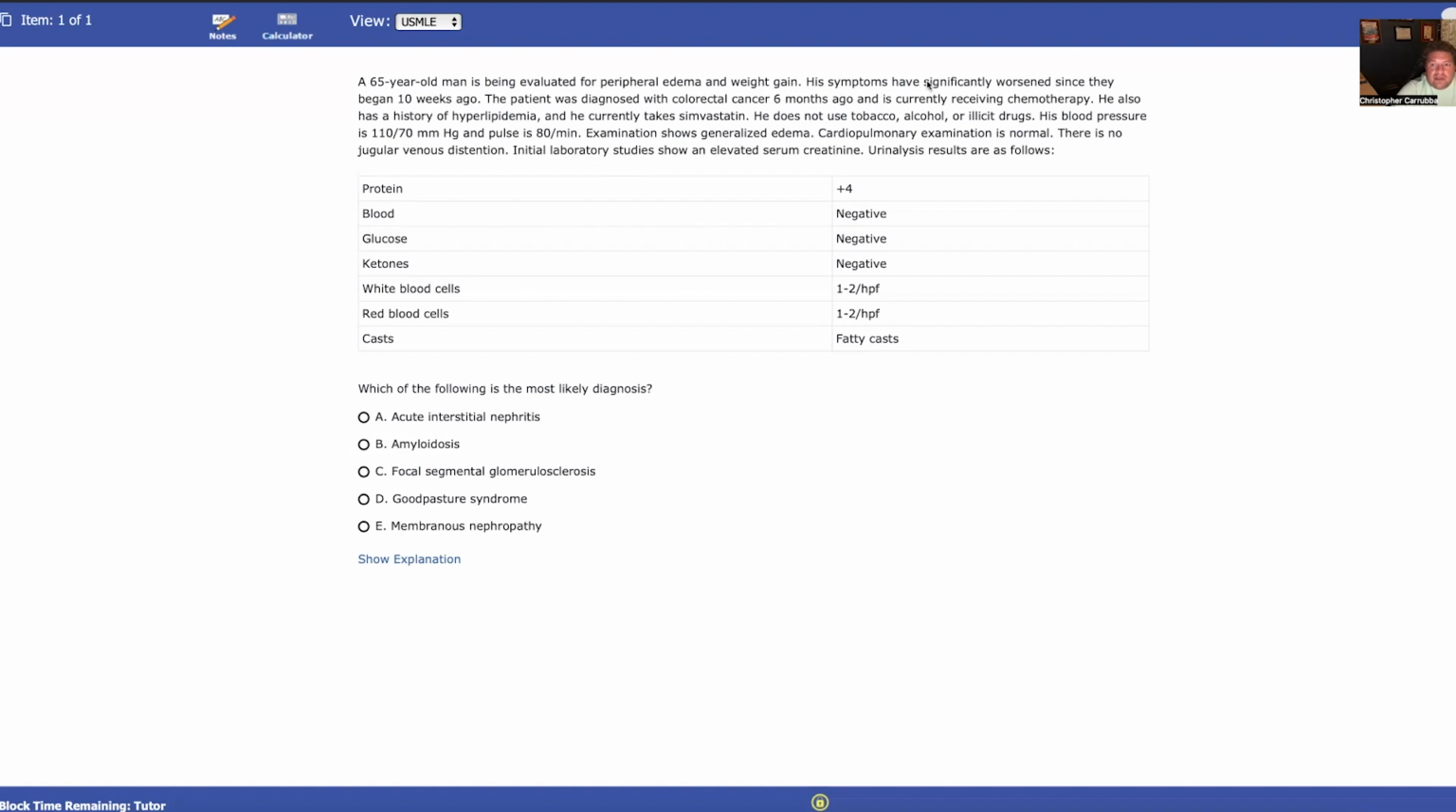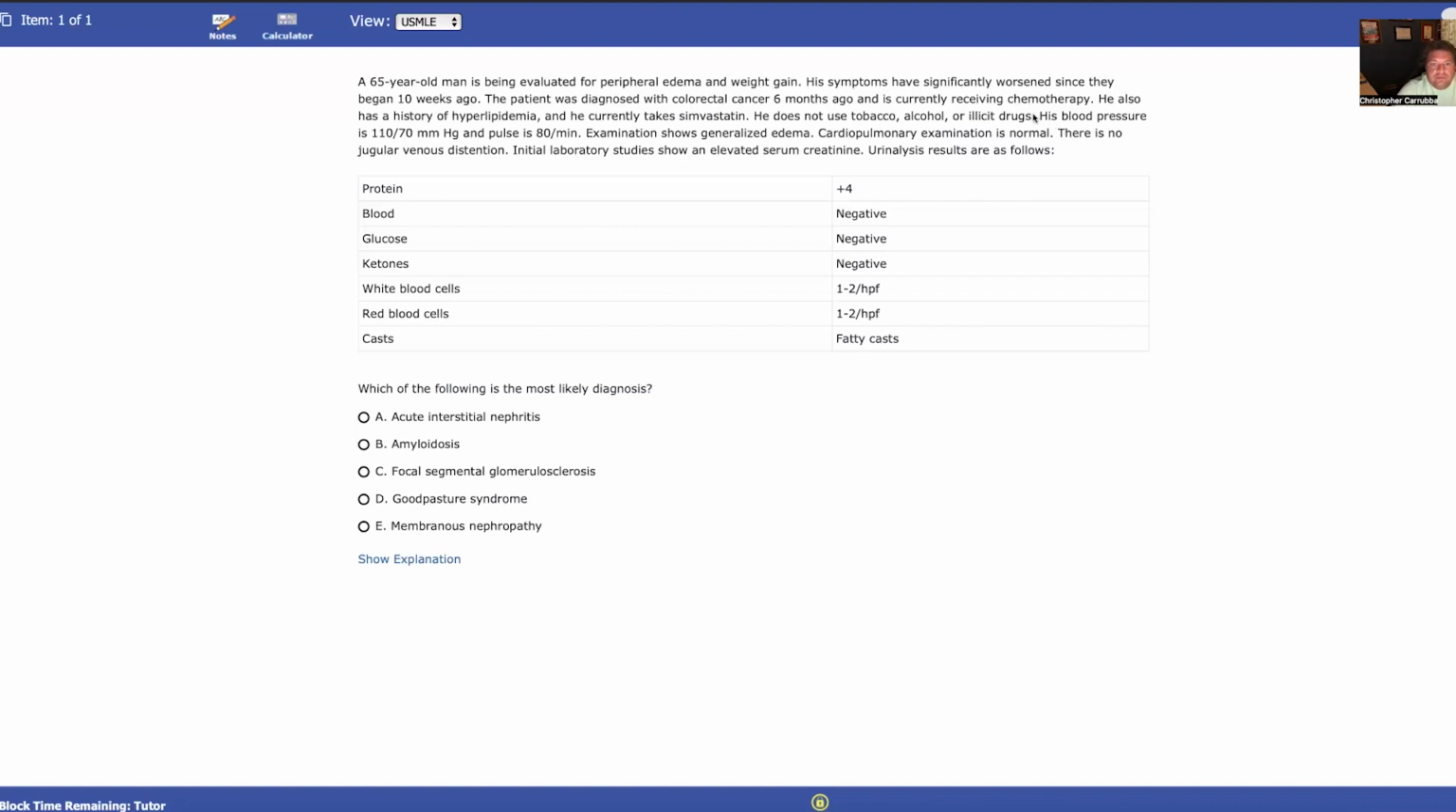So we see that the patient's symptoms have worsened since they began 10 weeks ago. And then they're giving me this history of colorectal cancer that was recently diagnosed, and he's currently receiving chemotherapy. When a question stem puts in something like that, malignancy diagnosis, history of radiation, chemotherapy, I definitely always want to take a second and think about if it could be related to any of the possible answer choices. And while it certainly is, I'll see if you guys can think about that, and we'll come back to that in a minute.